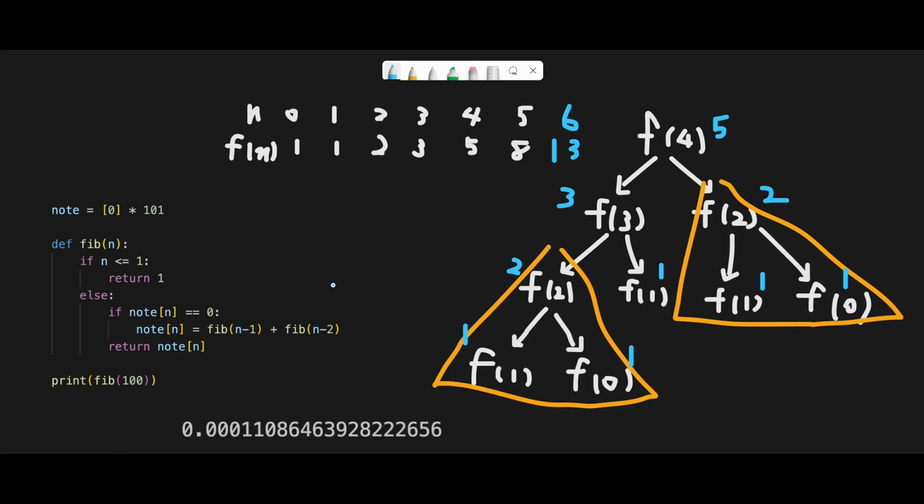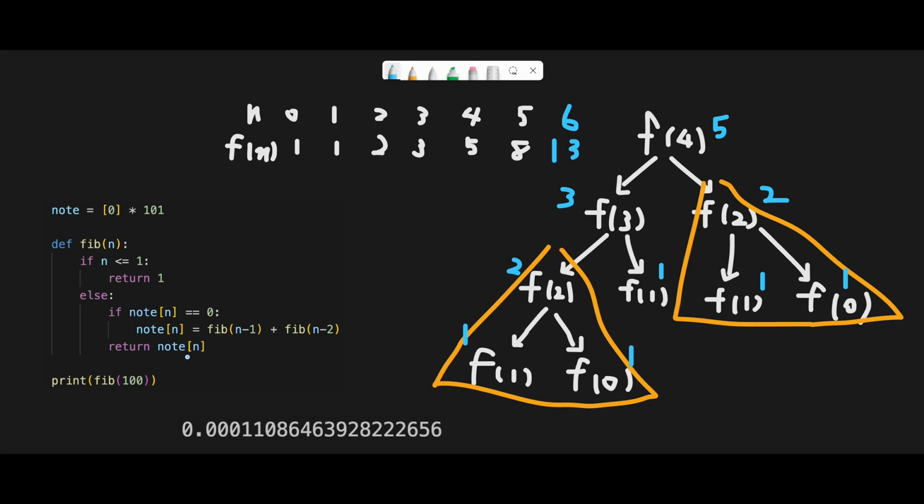This is a dynamic programming version of Fibonacci number. First of all, I create a memo list, initialized with all 0, multiplied by 101, so this is like the input number plus 1. In the function, if the current number is 0, that means it is a new calculation, so we have to calculate n minus 1 plus n minus 2. But every time, we keep the result in the memo list so that we can prevent the same calculation later.